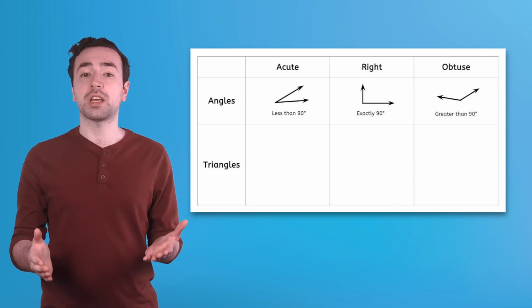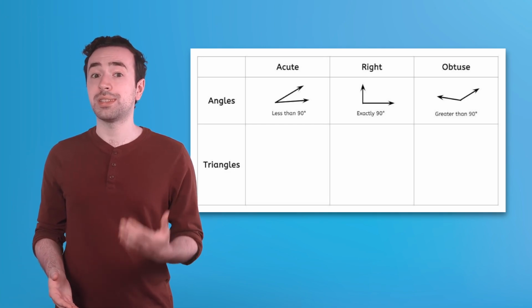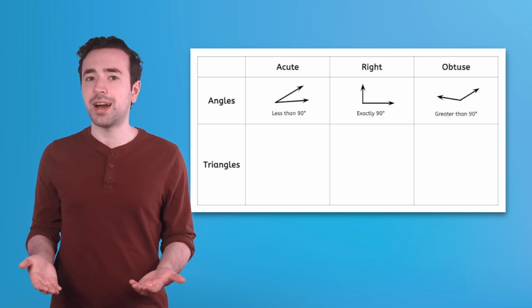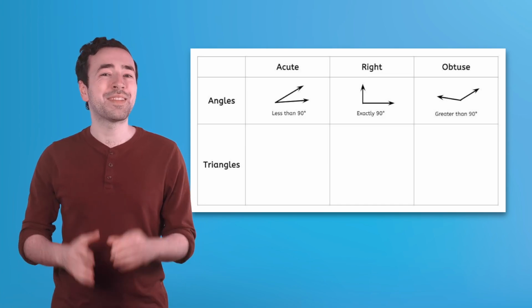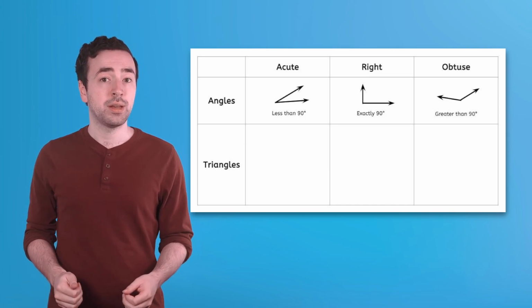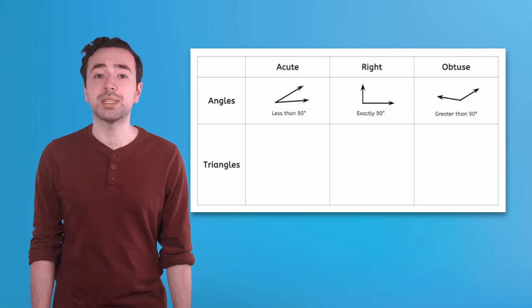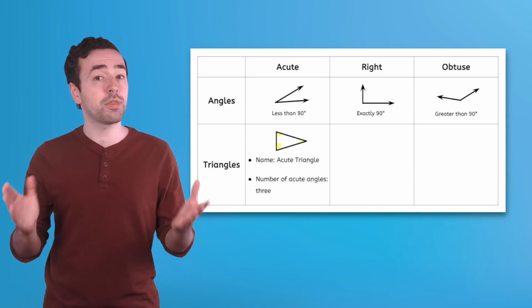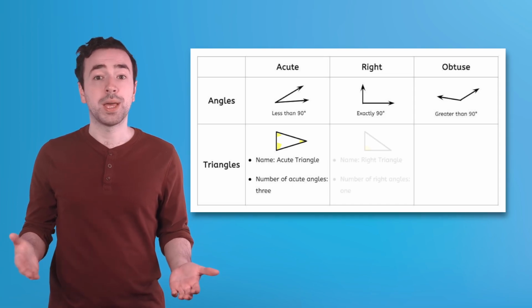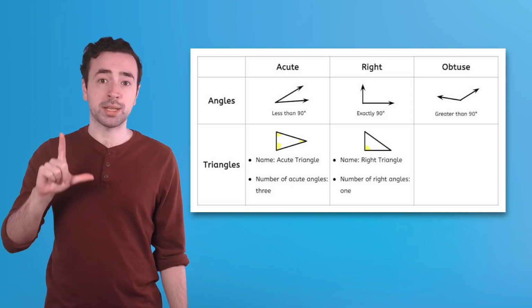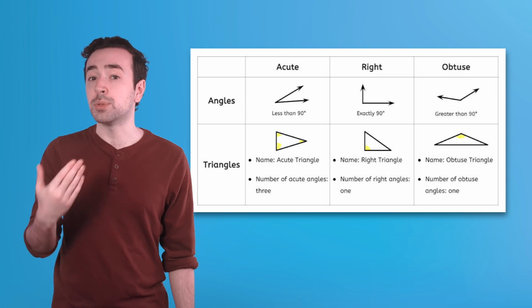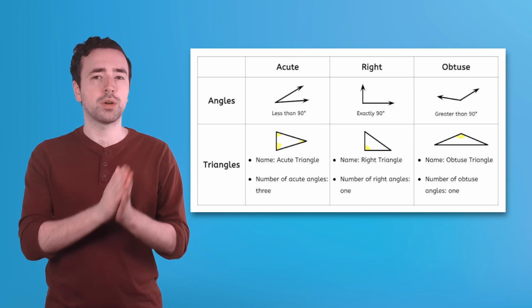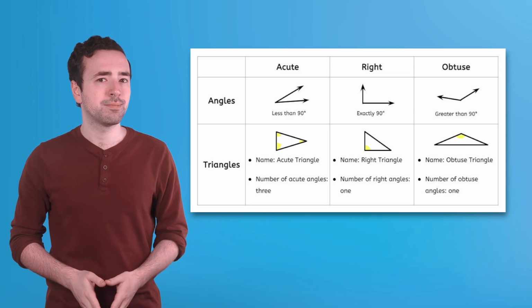Just like there are different types of angles, there are also different types of triangles, like we saw in the treehouse braces. We can classify or label triangles based on the types of angles they have. Fill in your chart as we talk through the differences in the three types of triangles. In acute triangles, all three angles are acute. A right triangle has one right angle, and then in an obtuse triangle, one of the angles is obtuse. Compare your chart to mine and pause if you need to.